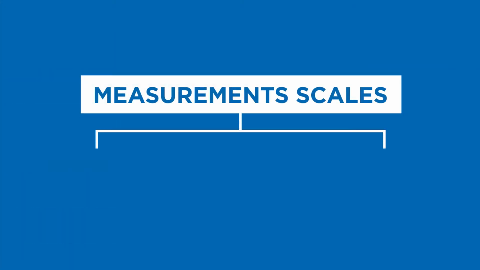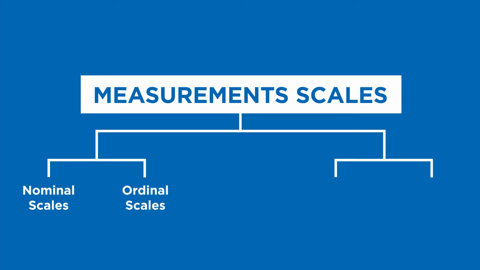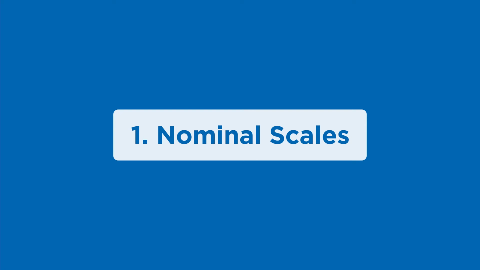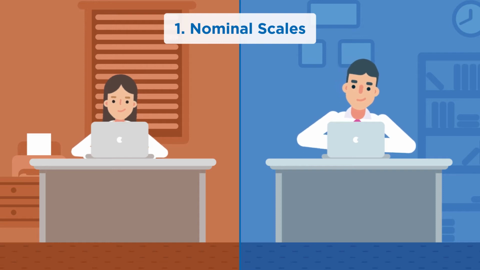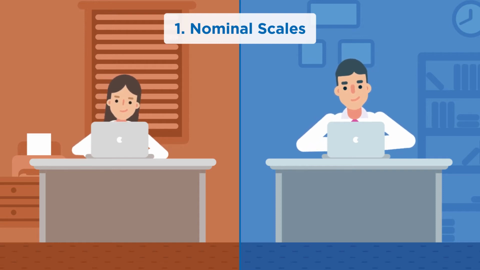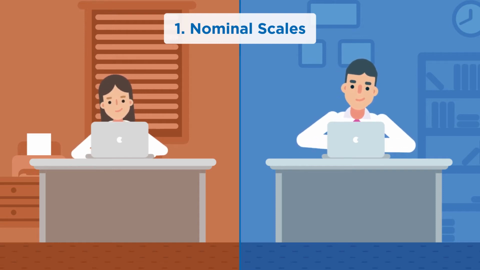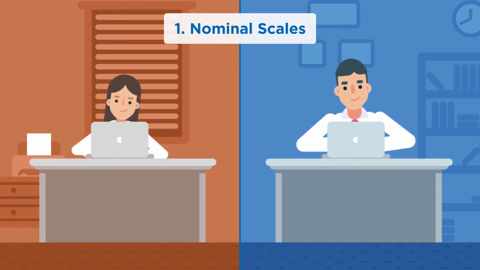Measurement scales can be classified into 4 categories. Nominal and ordinal scales, which are qualitative in nature, and interval and ratio scales that hold quantitative values. Nominal scales are used for identifying variables by tagging or labeling them. They are categorical variables and they can't be arranged in any order. For example, the gender of a person, male or female.